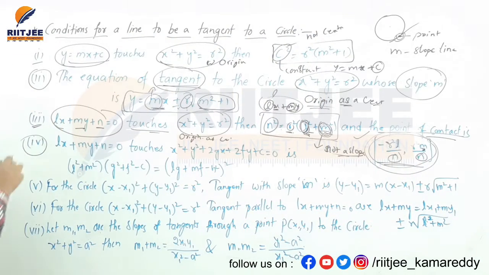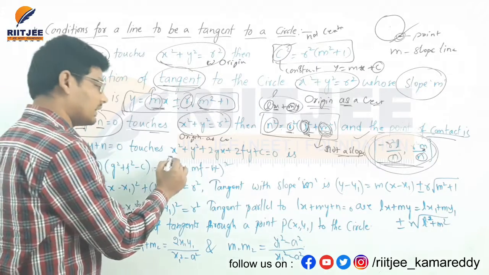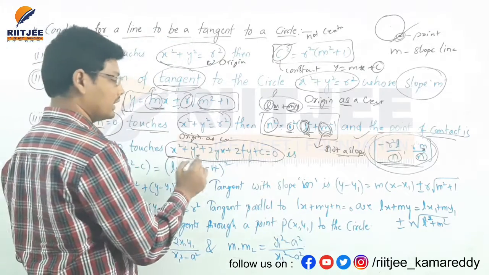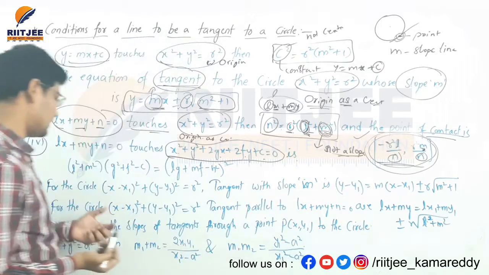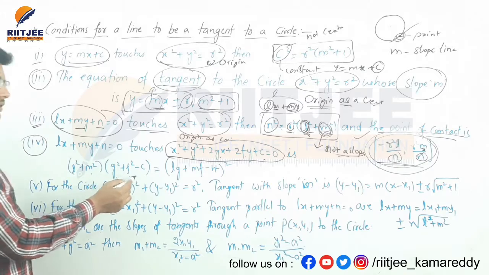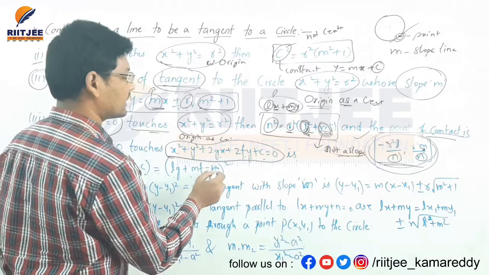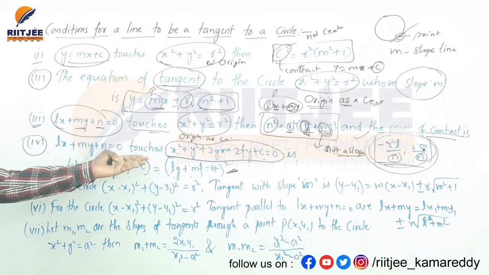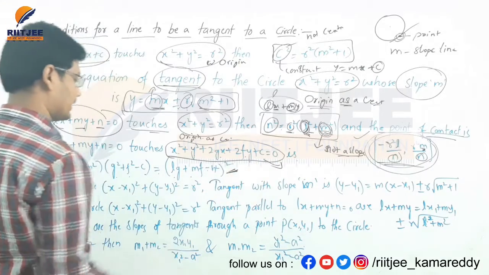And the fourth point: the line lx + my + n = 0 touches a circle which has another center, not the origin, x² + y² + 2gx + 2fy + c = 0. The condition is (l² + m²)(g² + f² − c) = (lg + mf − n)², which is the condition for the line to touch the circle. This is the standard form of the circle here.